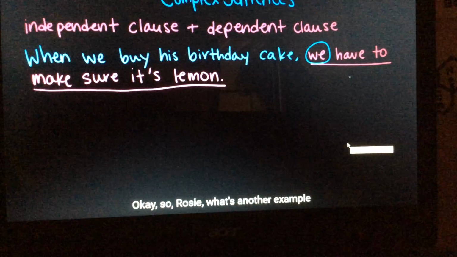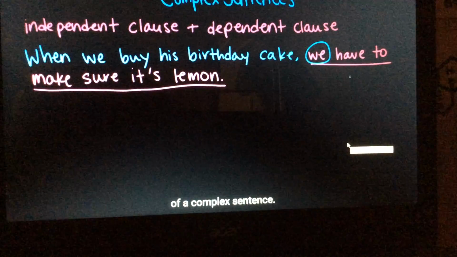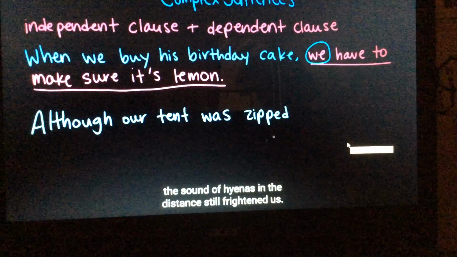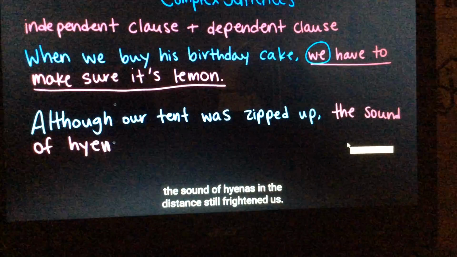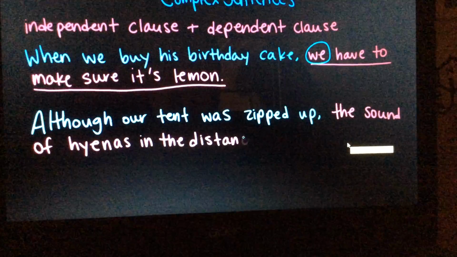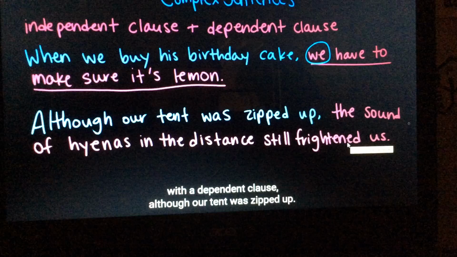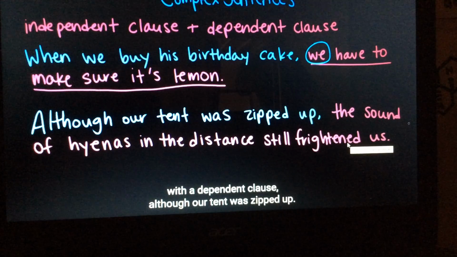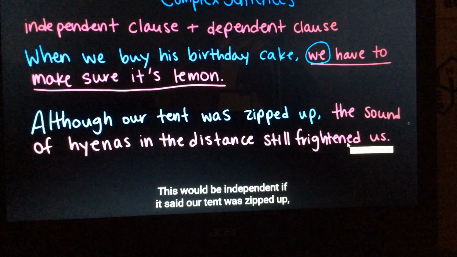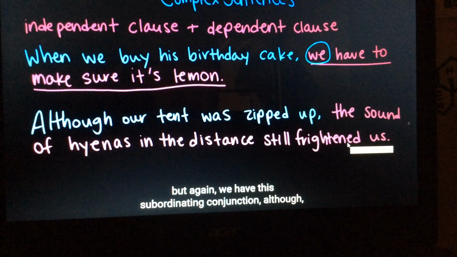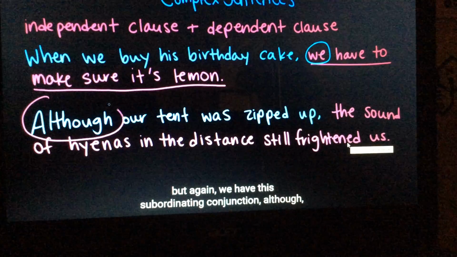Okay, so Rosie, what's another example of a complex sentence? Although our tent was zipped up, the sound of hyenas in the distance still frightened us. So again, this sentence starts with a dependent clause. Although our tent was zipped up. This would be independent if it said, our tent was zipped up. But again, we have this subordinating conjunction, although, at the beginning.